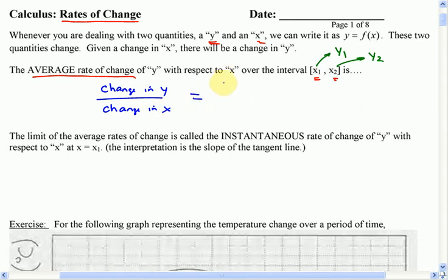And of course, the y values differ by taking y2 minus y1. And of course, you want to find the difference between the x values. That's x2 minus x1. And most of you know this as slope. So this is from grade 10. We call this thing slope. Okay. Now that's grade 10.